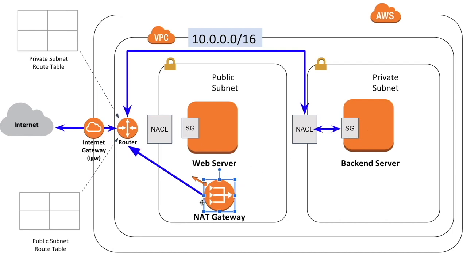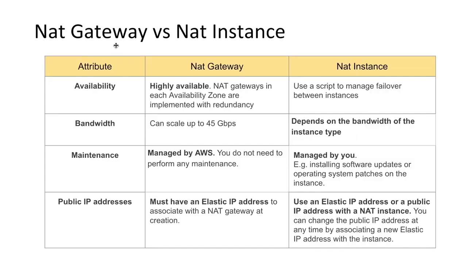So basically, there are two ways. The first one is the NAT gateway, and the other one is the NAT instance, as I mentioned. Now let's see the differences between these two. If we do a quick comparison of NAT gateway and NAT instance, availability-wise, NAT gateways are highly available because they are managed by AWS. NAT gateways are inside the availability zone and are implemented with redundancy.